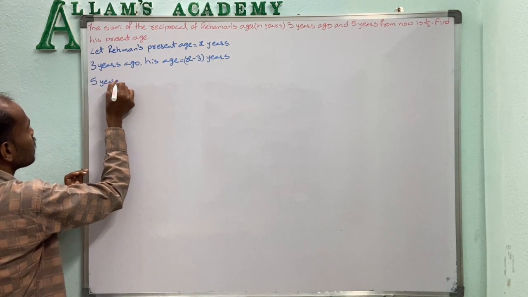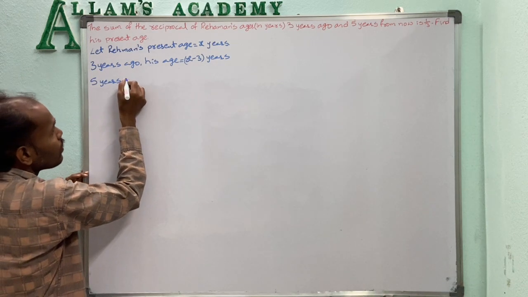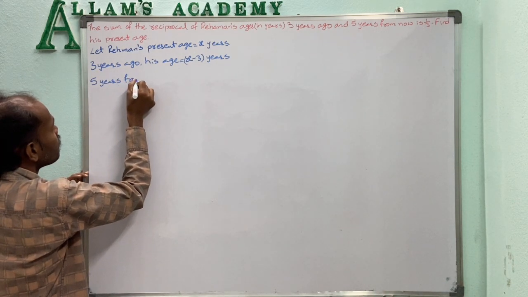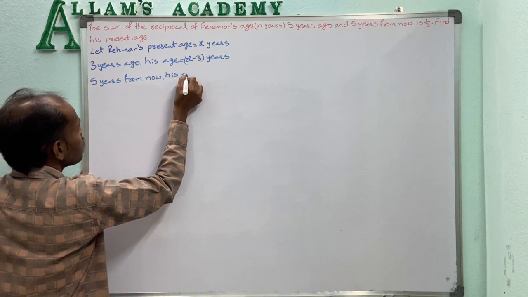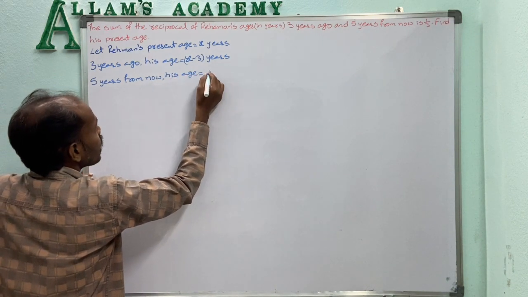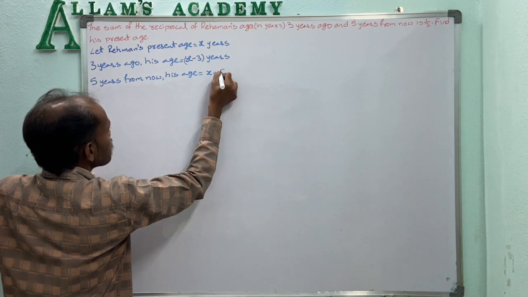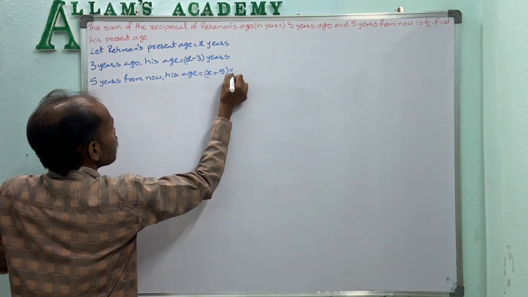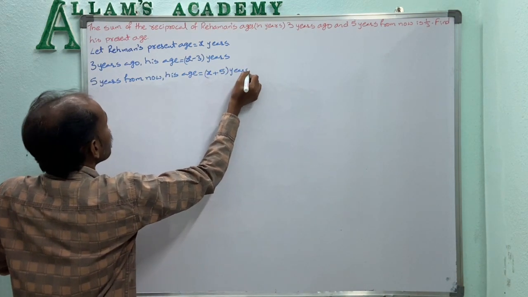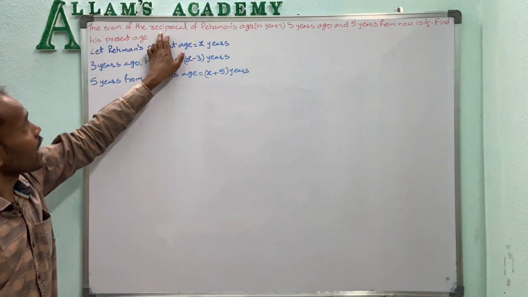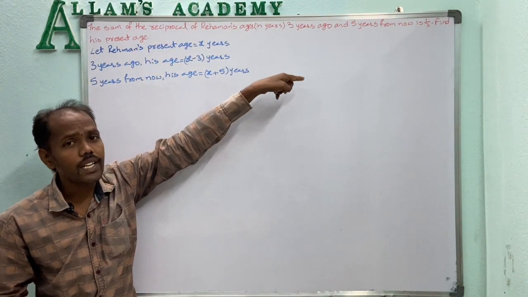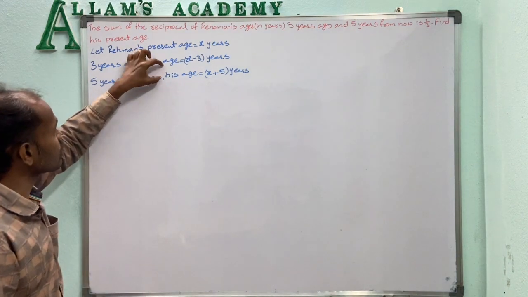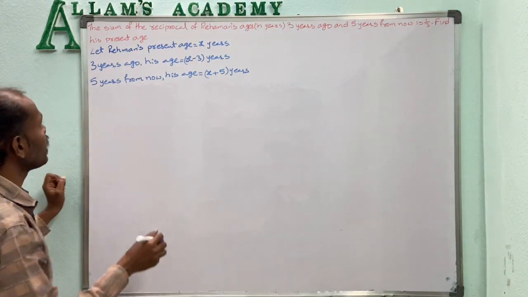So 5 years from now his age equal to x plus 5 years. Here given the reciprocal of 3 years ago and 5 years from now. So here these two ages to reciprocal writing.